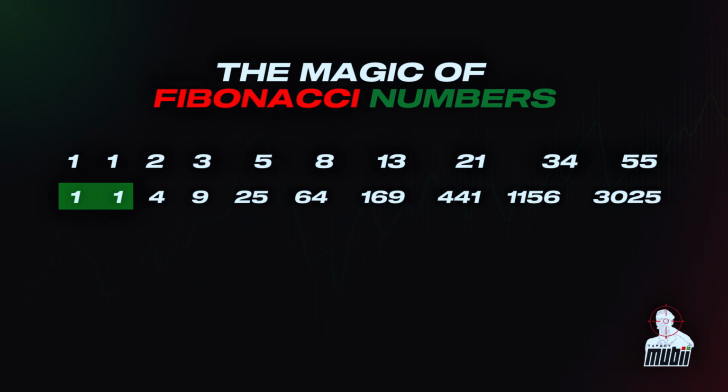accordingly, let's say we add 1 plus 1, we get 2. We add 1 plus 4, we get 5. We add 4 plus 9, we get 13. And we add 9 plus 25, we get 34. And this pattern keeps repeating itself. This is not magic. It's a pattern that keeps repeating itself.